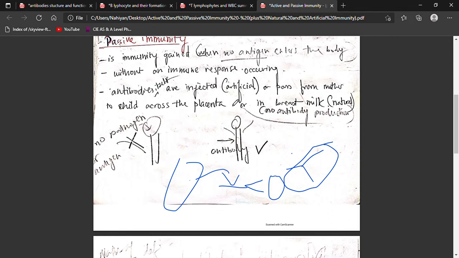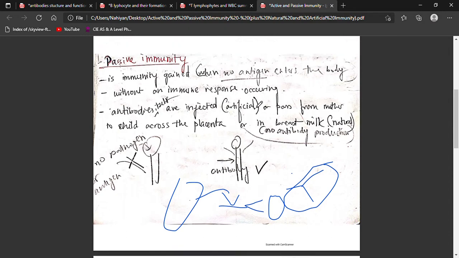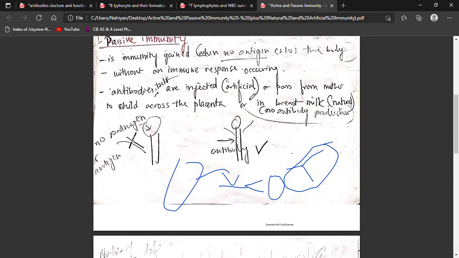This is an example of artificial immunity, this injecting of the antibodies themselves. They can also pass from the mother's milk and also across the placenta, when the baby is not yet born and not yet exposed.